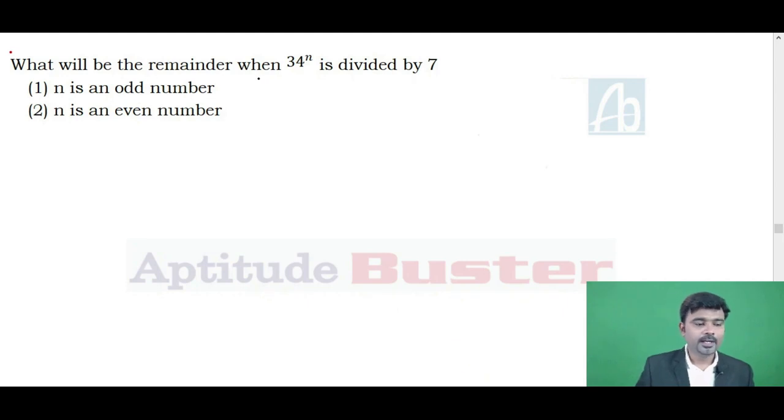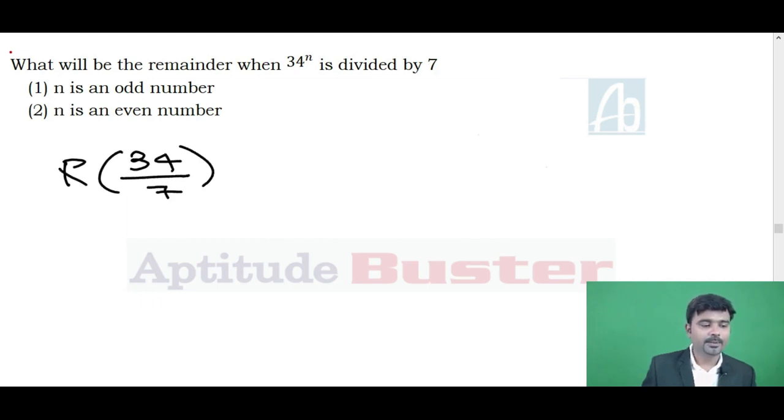What will be the remainder when 34 power n is divided by 7? First statement, n is an odd number. The second statement, n is an even number. Listen here, 34 divided by 7, what will be the remainder? The remainder is 6, right?